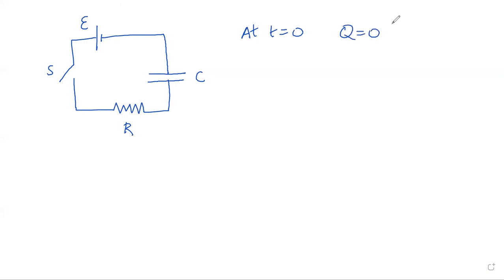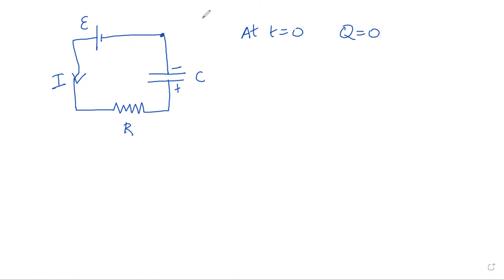At the moment t equals 0, we close the switch, and when we close the switch, a current starts to flow, which we will call I. As it's flowing from the positive end of the battery, this becomes the positive plate of the capacitor, this becomes the negative plate of the capacitor. Now that we have a complete loop, we will use Kirchhoff's loop rule to analyze the circuit.